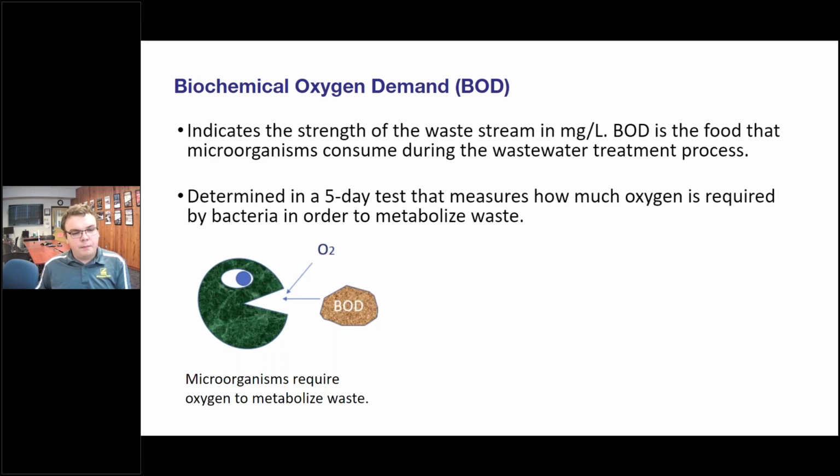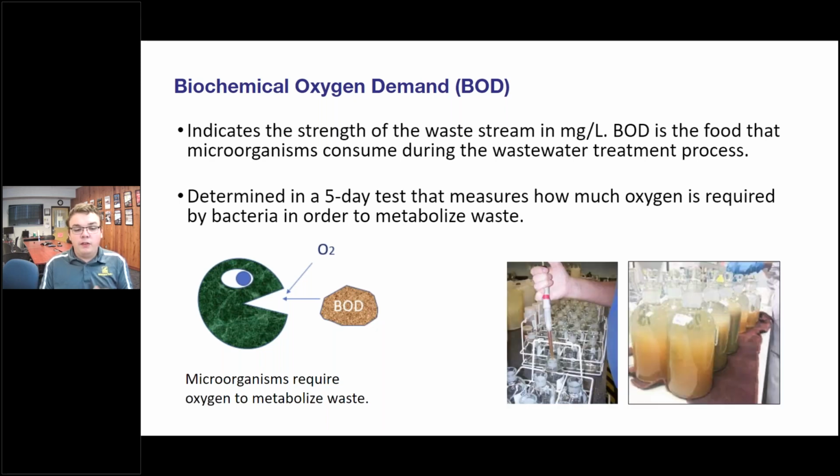These are typically done using 300 milliliter jars, and depending on the sample standard that you're working towards, you put in a certain amount of your water sample and then dilute it the rest of the way before you leave it for those 5 days to measure the oxygen concentrations before and after.